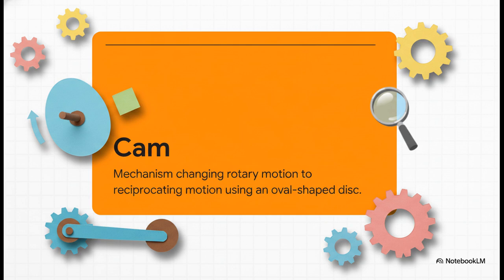The textbook definition you need to know is this. A cam is a mechanism that changes rotary motion, which is spinning, into reciprocating motion, up and down, using an oval-shaped disc. But let's put that in 5-year-old terms, right? A cam is basically just an egg-shaped wheel. That's really it. It's just a wheel that isn't perfectly round, and as it spins, that weird, lopsided egg shape literally pushes things out of its way.